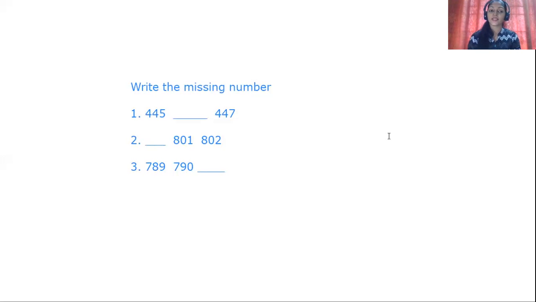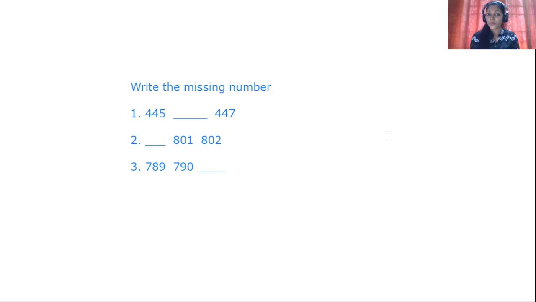The first one is 445, and there's a blank, 447. So what do you think is missing there? Which number is missing? You have to write it down. The second one is, there's a blank, and then 801 and 802. So which number is missing there? You have to write. Last one is 789, 790. And what is the next number? Think and write.